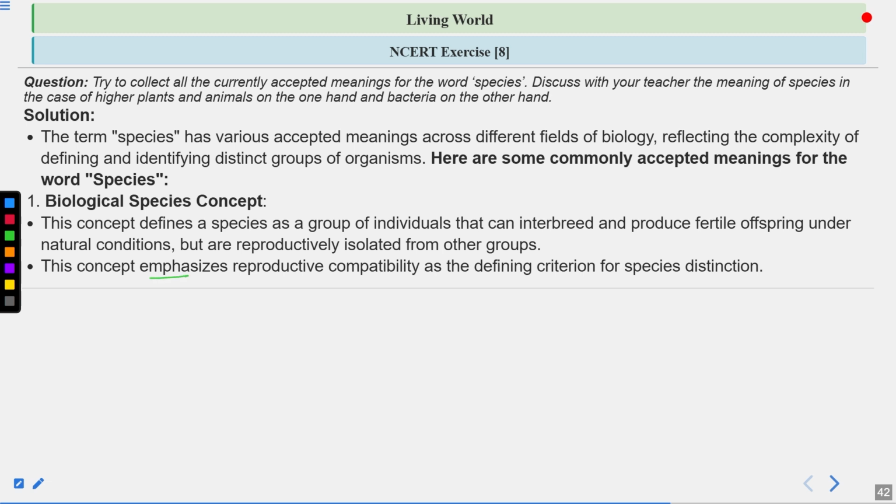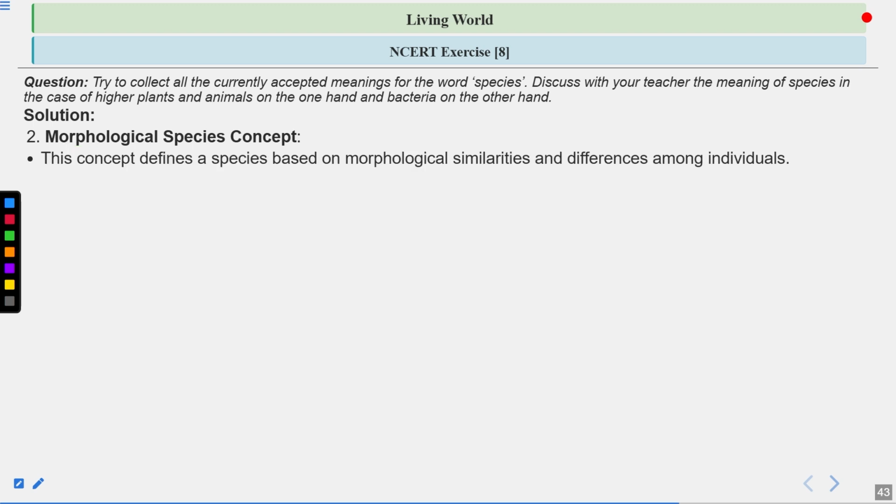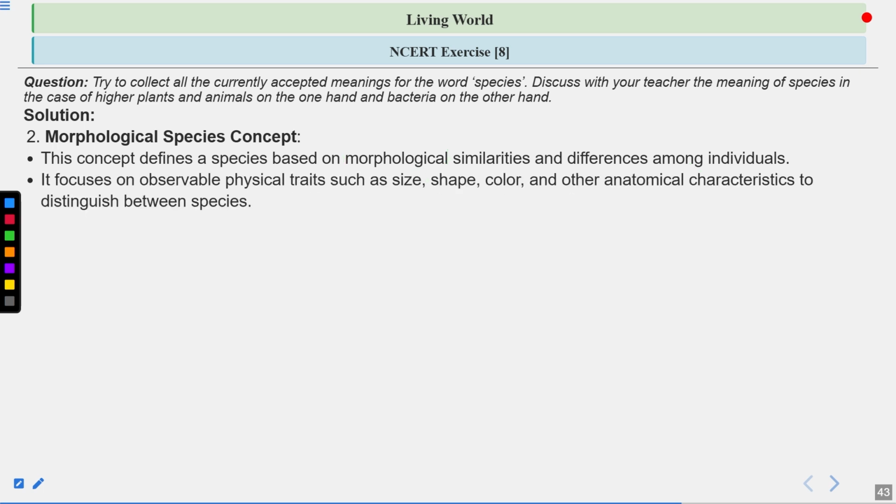This concept emphasizes reproductive compatibility, means they can interbreed, whether they are reproductively compatible or not. So the biological species concept is based on reproductive compatibility. The next one is the morphological species concept. As the name suggests, this concept defines species based on morphological similarities and differences among the individuals. Morphological means external features, whether they have similar or different external features. The criteria here is the observable physical traits, such as size, shape, color. Sometimes anatomical features are also included.